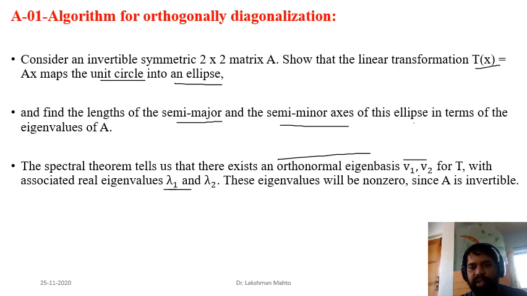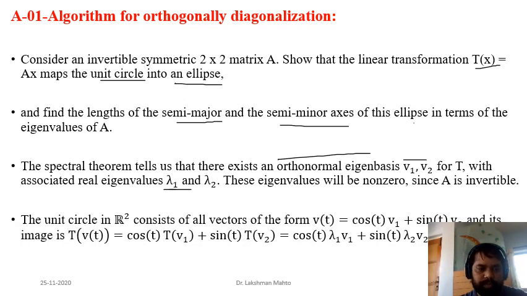So these eigenvalues will also be non-zero. Why non-zero? Because I have already taken the condition that this transformation is an invertible transformation, because we are mapping from a unit circle into an ellipse. So that's why the transformation would always be invertible. You can transform the ellipse back to a circle. So it is an invertible transformation. So there is no singular kind of concept. There is no zero eigenvalue. So lambda 1 and lambda 2 both would be non-zero.